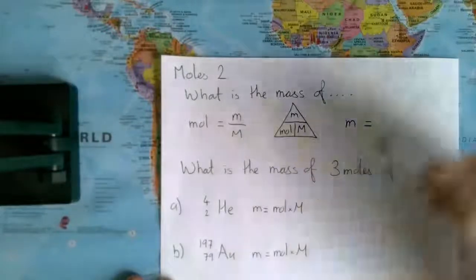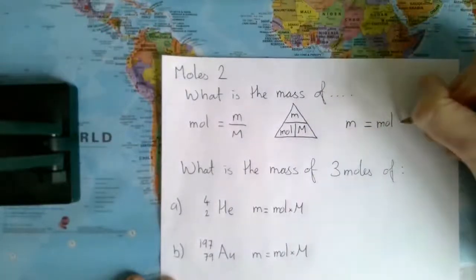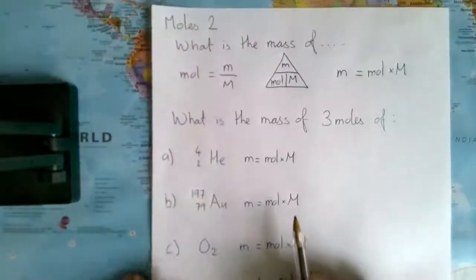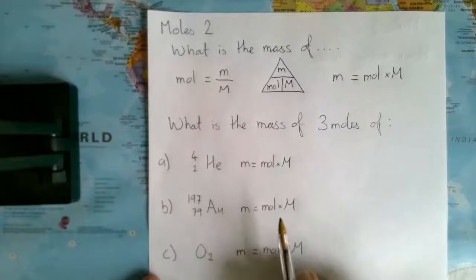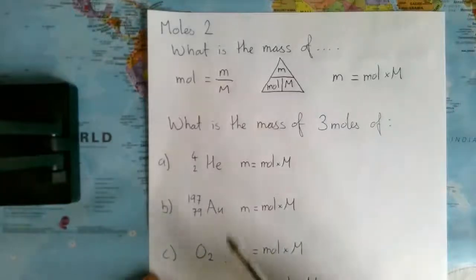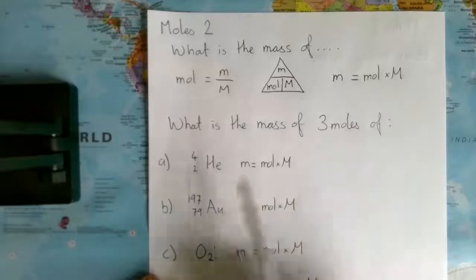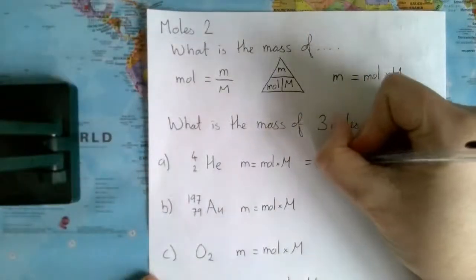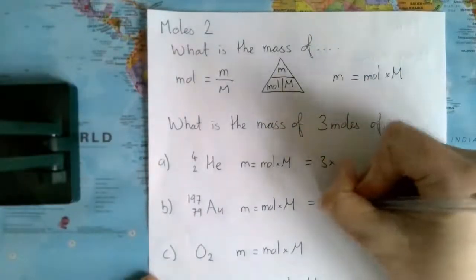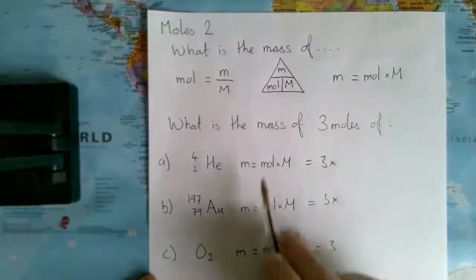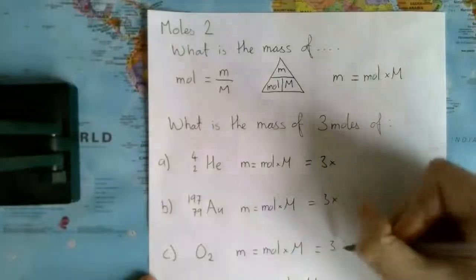So we want to take the one from the top, and it's simply the number of moles times by the molar mass. So in these 3 questions here, again, if you want to pause and try them yourself and then review your answers. What is the mass of 3 moles of? Each one of these, we're going to multiply 3 by whatever we get the molar mass to be.